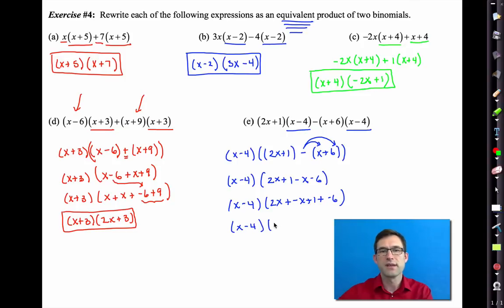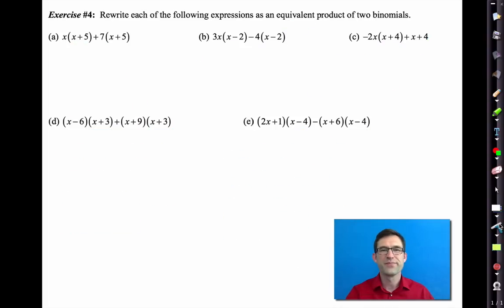And 2x minus x is x, 1 minus 6 is negative 5, and we get x minus 4 times x minus 5. Oh good, still correct. And multicolored. I should use multiple colors more often. It looks good. All right, so that is tricky. Wait until the next problem though. I think you're gonna like this one. So, let me clear out the text. Pause the video now if you need to.